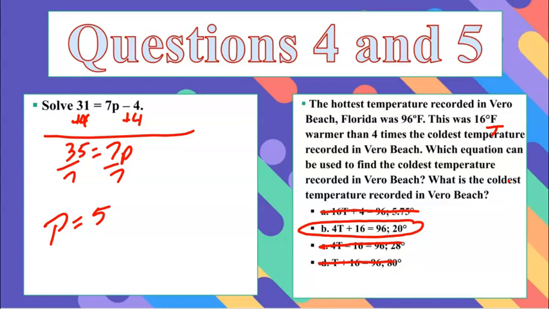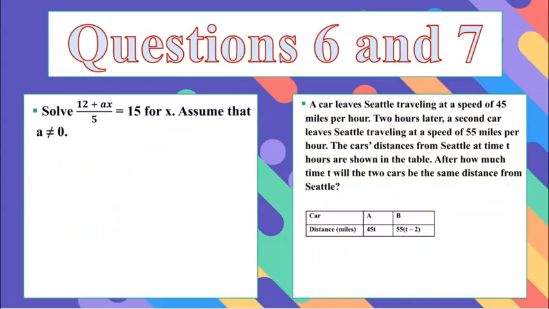Now moving on to question 6. Solve 12 plus ax divided by 5 equaling 15 for x. Assume that a cannot equal 0. Well, you can assume that a can't equal 0 only if a is in the denominator of your answer. So that is a clue that we need to make sure that a is in the denominator of our answer. So if I take my equation right now of 12 plus ax divided by 5 equaling 15.